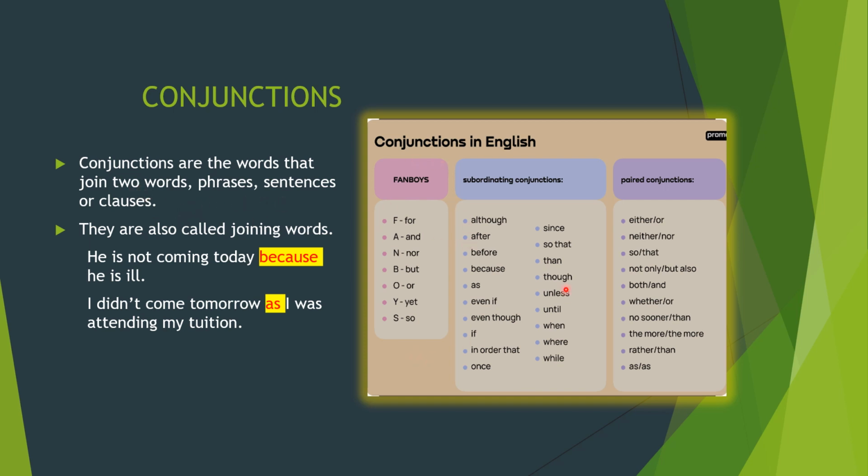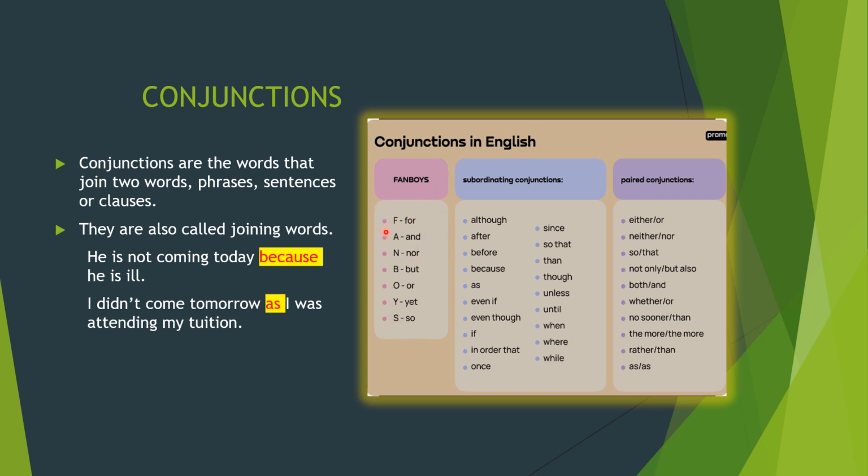So here are some examples of conjunctions. It could be subordinating conjunctions and paired conjunctions. You can see there are some paired conjunctions also: neither and nor, either and or, so that, not only but also, like that. And here are some subordinating conjunctions: although, after, before, because, as, even if, even though, like that.